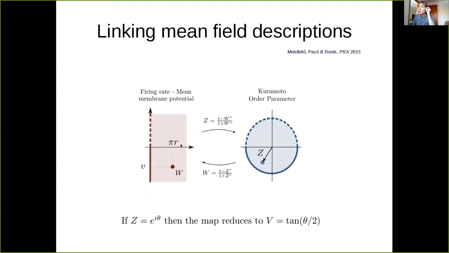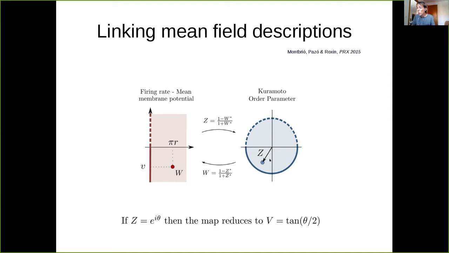via a conformal map. So this is the unit disk where the Kuramoto order parameter evolves. And this is a new, say, complex number, W, where the imaginary axis represents the mean voltage, and the real axis represents the firing rate. So this W is composed of firing rates and mean voltages. And then this conformal map links these two descriptions.